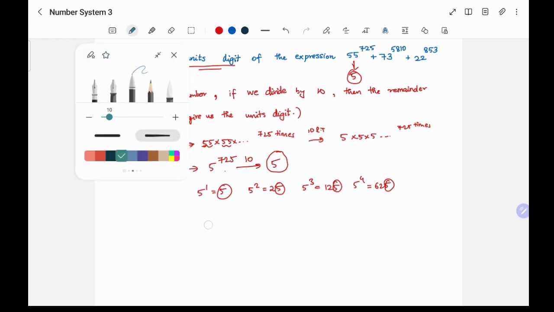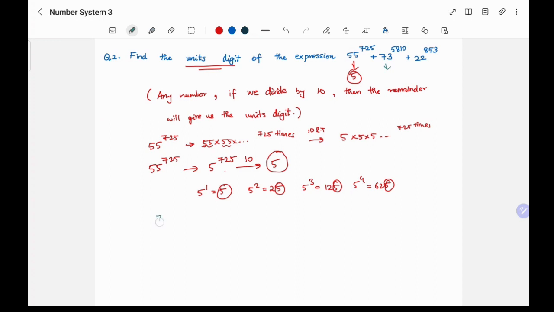I'll use a different color. 73 power 5810. Again, using the remainder theorem, we can straightforwardly write this as 3 power 5810. Only the units digit matters. And for 3, if you see the powers, 3 power 0 is 1. So we'll start from 3 power 1. 3 power 1 is 3. 3 power 2 is 9. 3 power 3 is 27. 3 power 4 is 81. And 3 power 5 is 243, and so on.